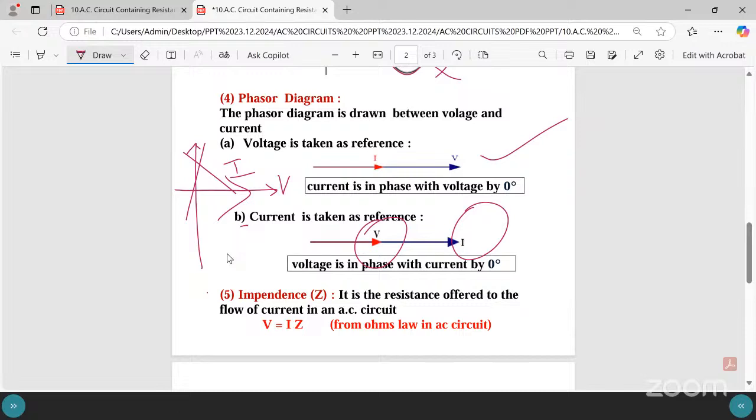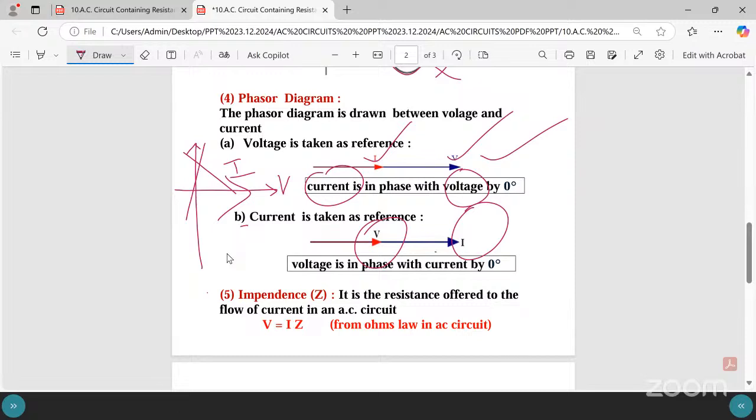V is in phase with current. Now check the sentences. Voltage is the reference one, second place. Current is the first place. This is called first place, this is called second place. Reference is the second place, voltage. Current is the first place. Current is in phase with voltage.